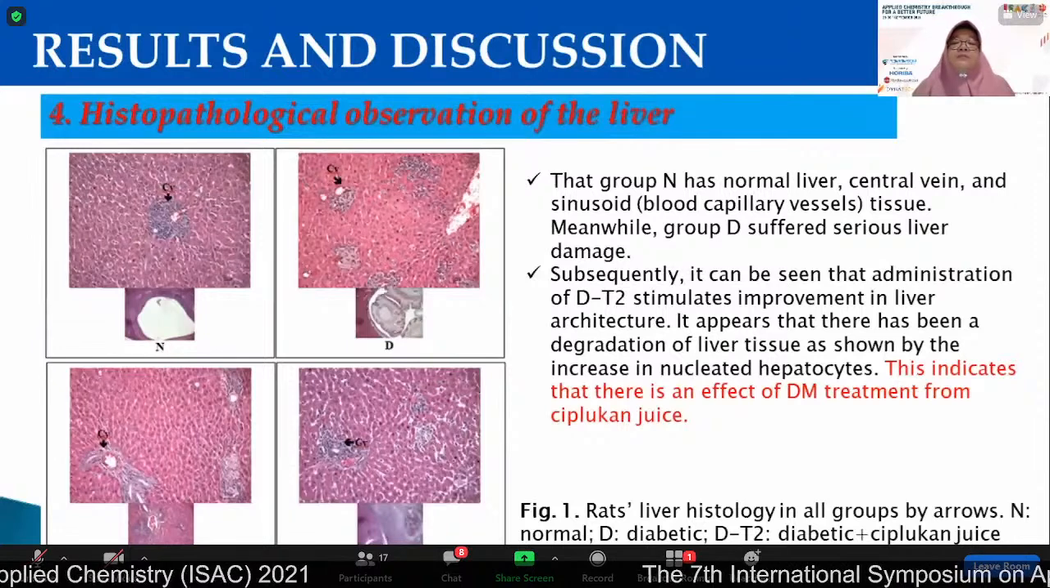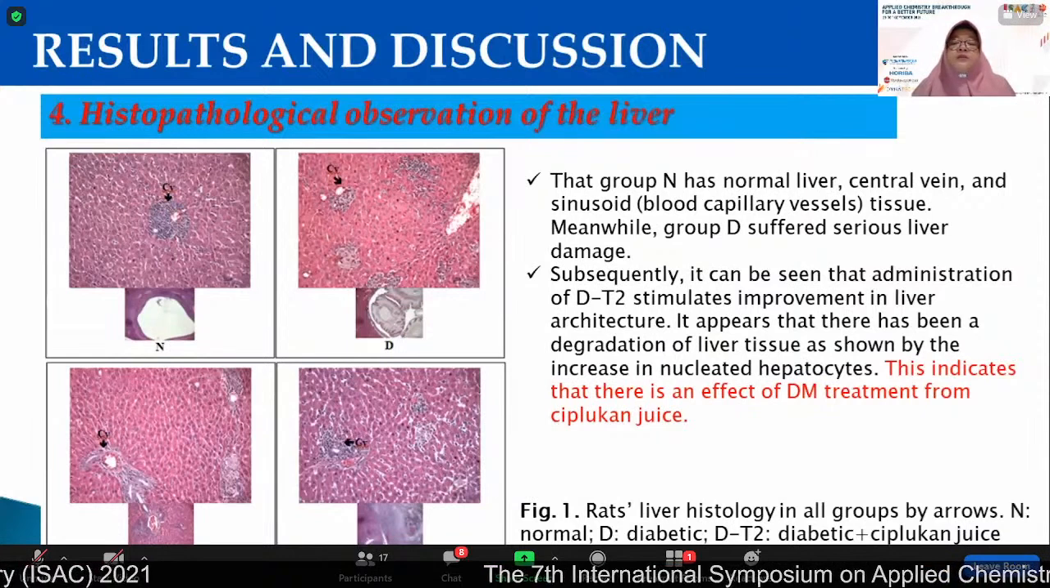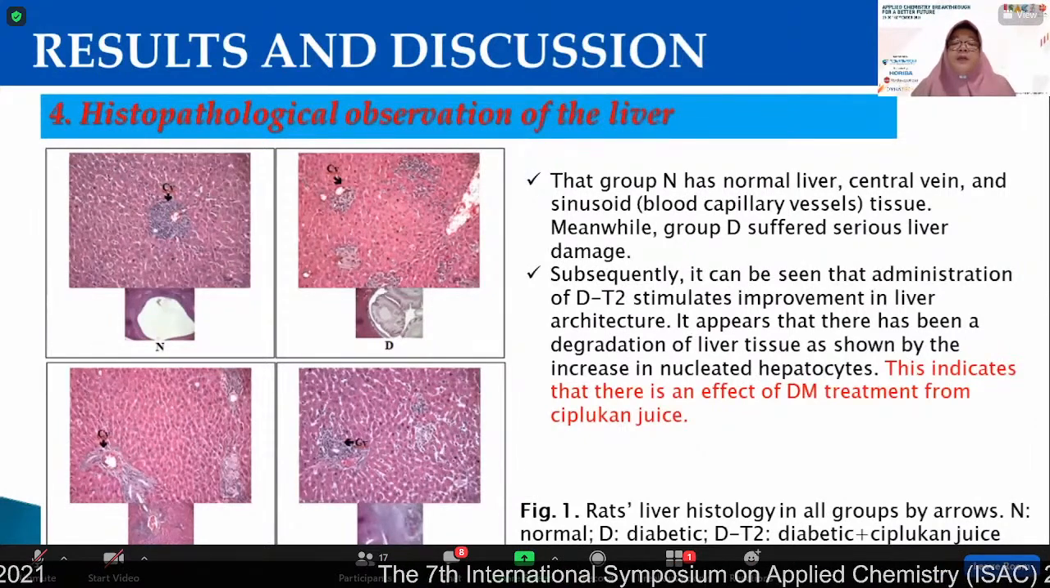Subsequently, it can be seen that administration of DT2 stimulates improvement in liver architecture. It appears that there has been a regeneration of liver tissue, as shown by the increase in nucleated hepatocytes. This indicates that there is an effect of DM treatment from ciplukan juice.